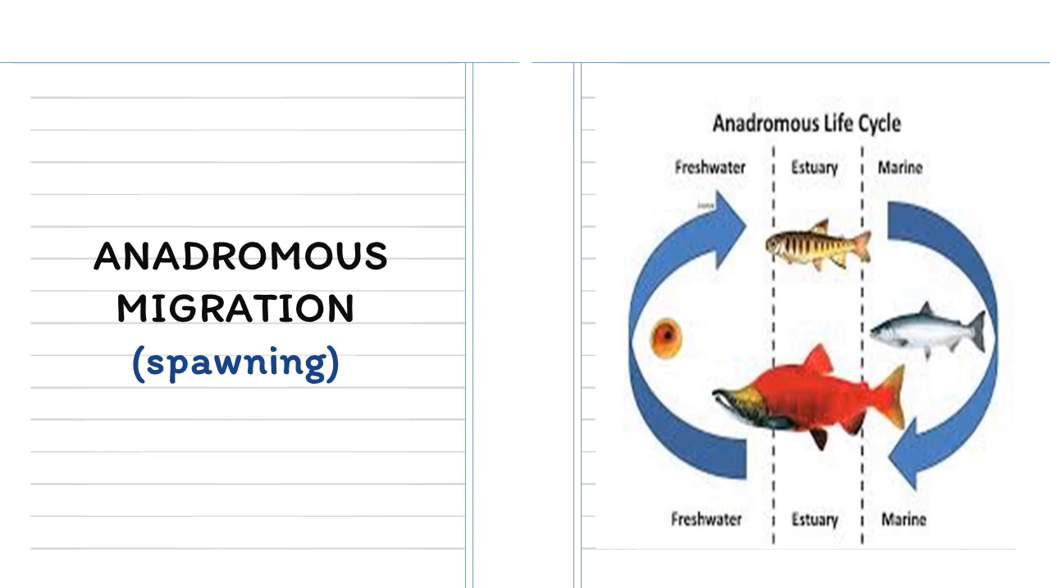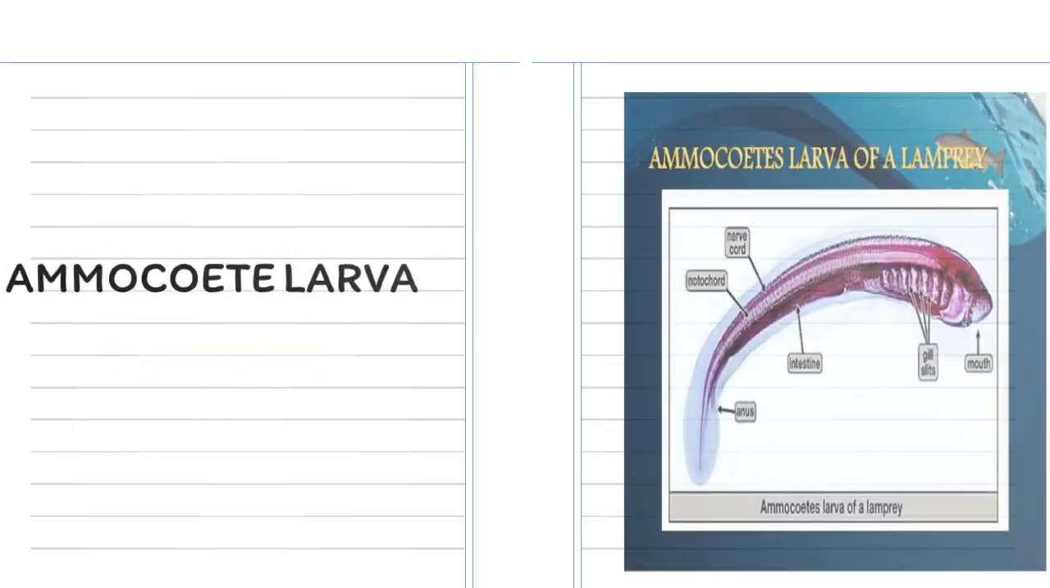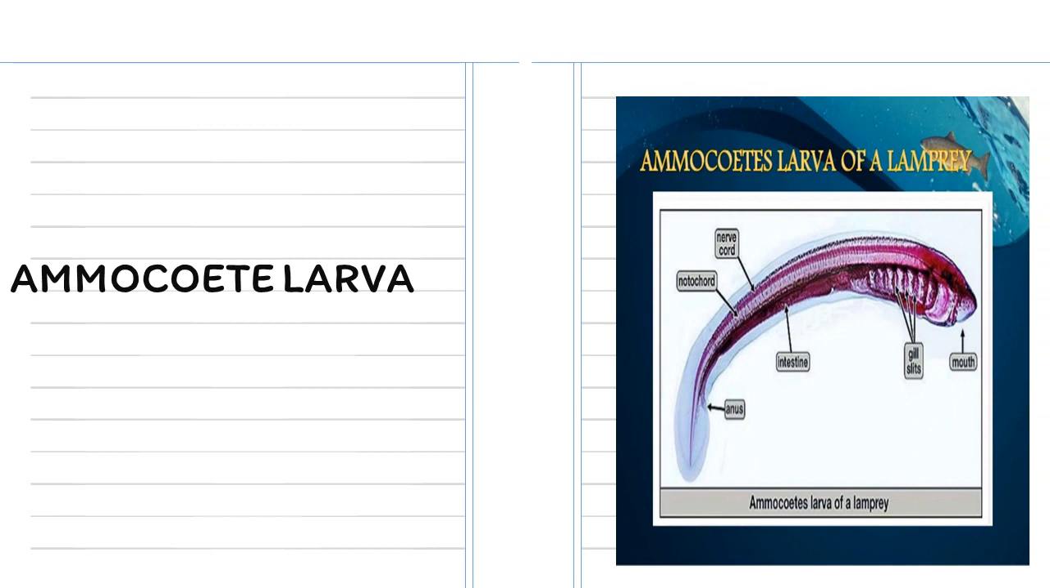So it comes to the fresh water and there it lays the eggs, and the eggs become larvae. The larvae grow. After the growth, it will move again back to the marine water. So this type of movement is called anadromous migration. Clear? Yeah, this is the larva of lamprey, that is called ammocoete. The ammocoete larva used to live in the fresh water, right?